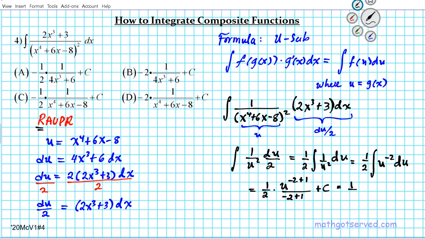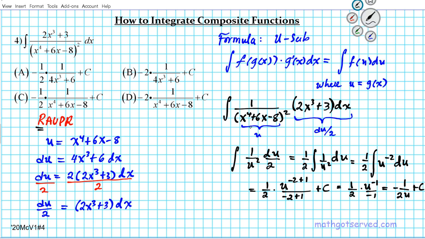This becomes 1 over 2 times u to the negative 1 over negative 1. When we simplify that, we're going to end up with negative 1 over 2u plus c. Okay, all right. Are we done yet? No, we need to resub.